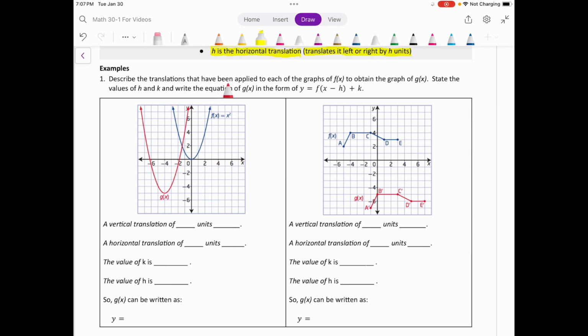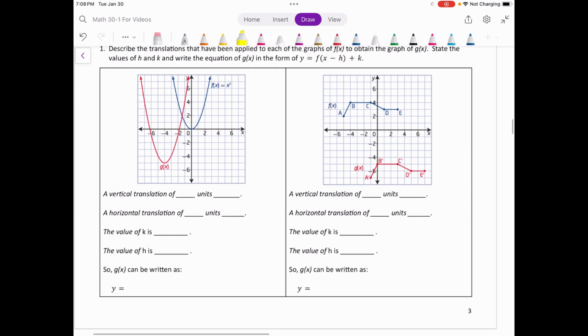So describe the translation that has been applied to the graph of f of x to obtain the graph of g of x. So that's letting us know f of x we're treating like the original, and g of x is the image. So we transformed f of x into g of x for both of these, not the other way around. State the values of h and k and write the equation of g of x in the form y equals f of x minus h plus k, right? So notice it's not saying we actually have to write the proper full equation for this parabola, though we will do that. It's just saying, what would you have to do to f of x? Being general here, this is function notation.